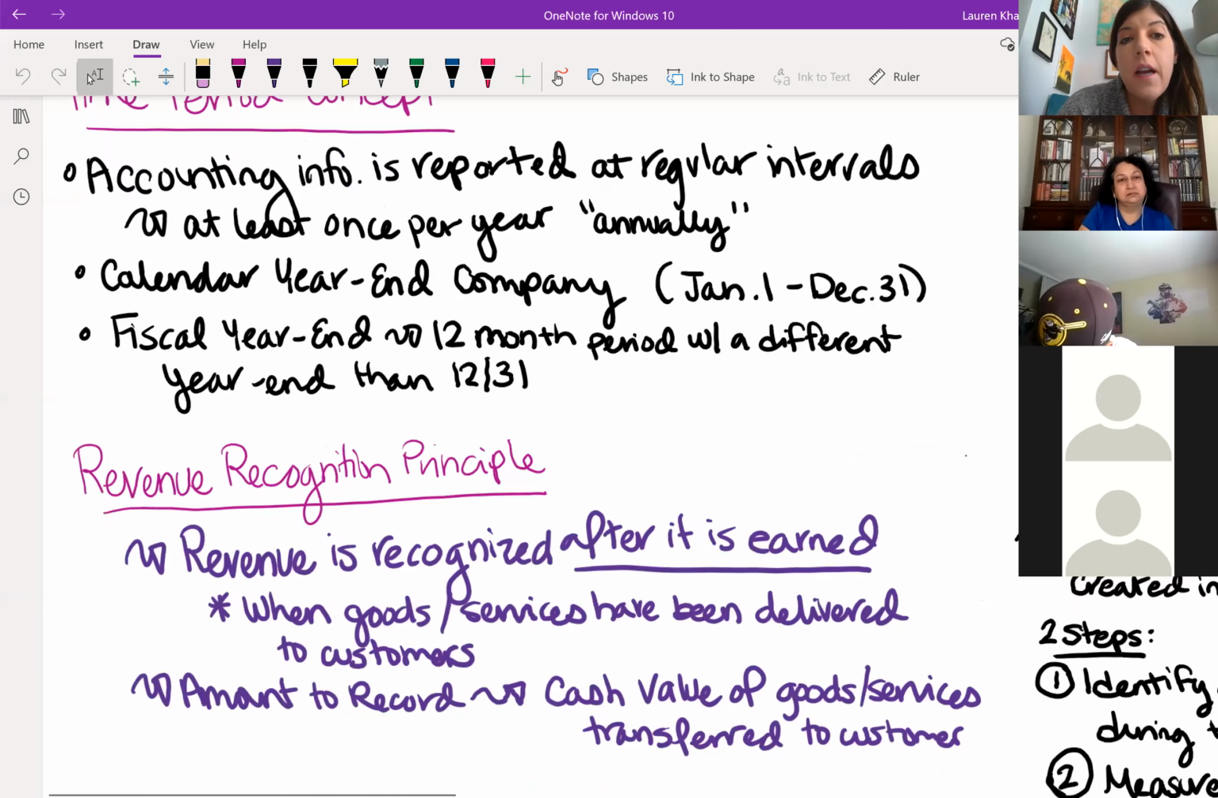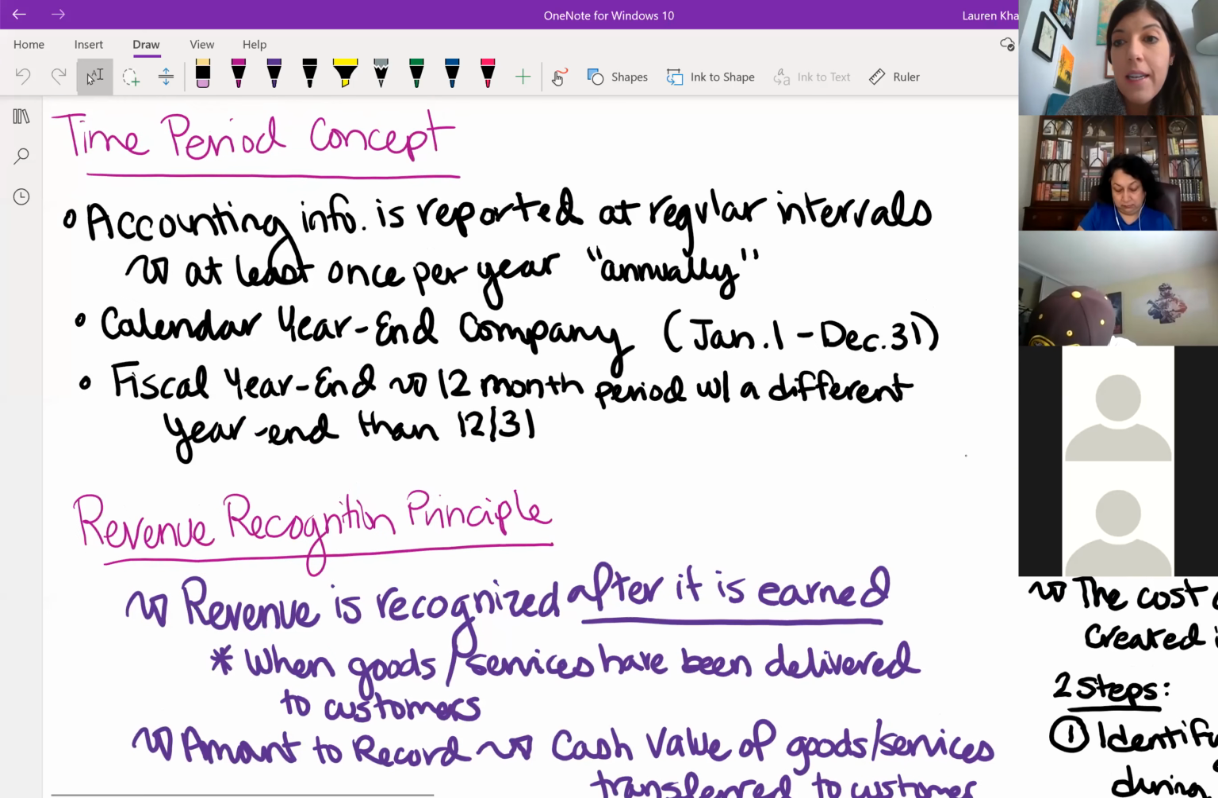For the time period concept, I've kind of hinted at this for a number of classes, but accounting is reported in regular intervals. So we don't just have financial statements that are for 10 years at a time and we're reporting our net income for 10 years. We're reporting them regularly, at least once a year, sometimes more frequently than once a year, but at a minimum annually. If it's a publicly traded company, their annual report is referred to as the Form 10-K. It's an SEC filing.